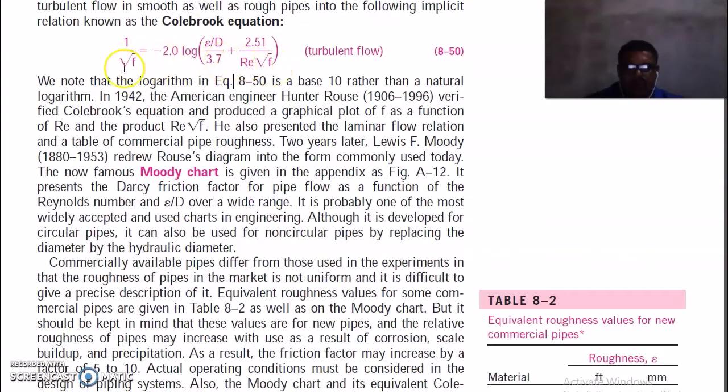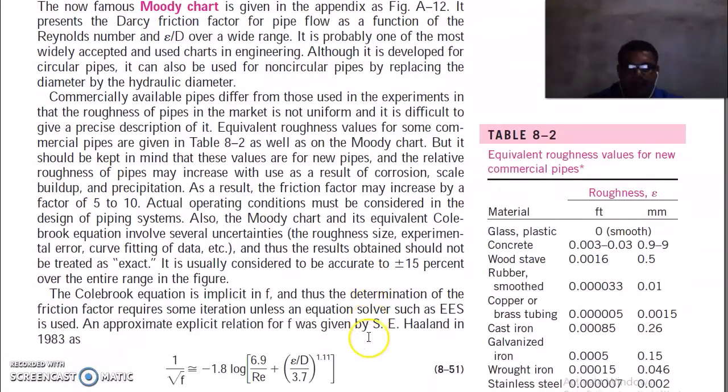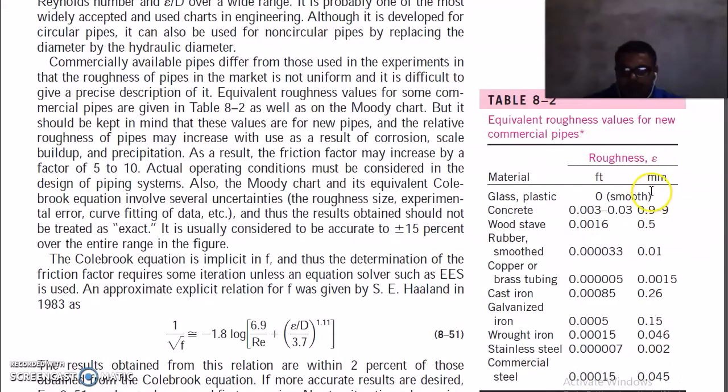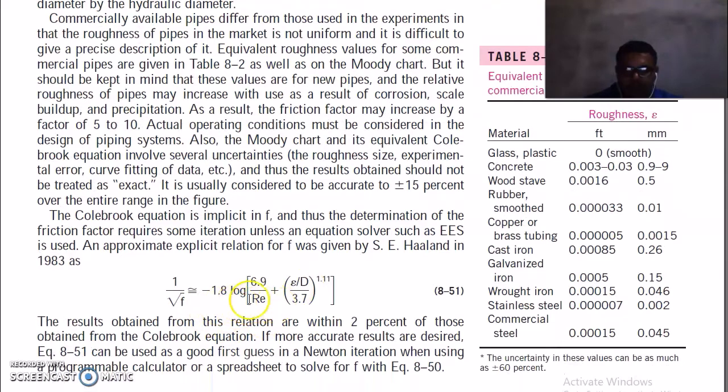So this Colebrook equation is implicit in f, so it is not easy to solve. We have to use some kind of solver. The equivalent roughness values for commercial pipes are given. So the equivalent roughness for glass and plastic, then for copper pipe is this, and this is for steel. So for different pipes it is given. You can put in the values and the diameter, and you can solve this equation to get the value of the friction factor. The results obtained from this relation are within 2% of those obtained from the Colebrook equation.